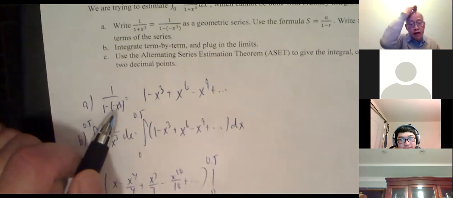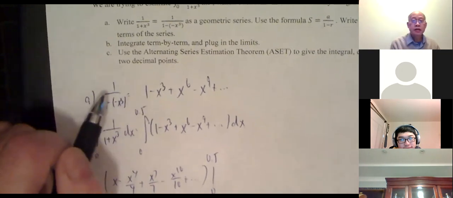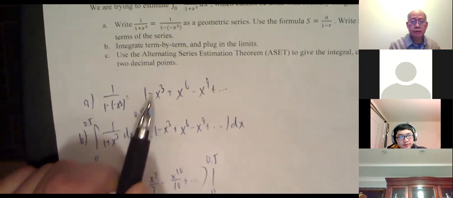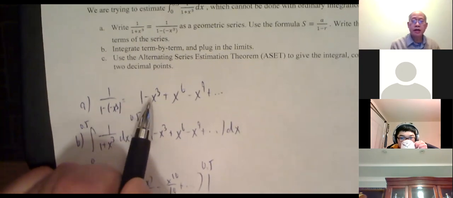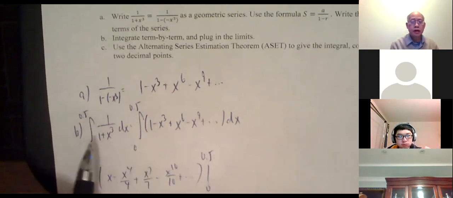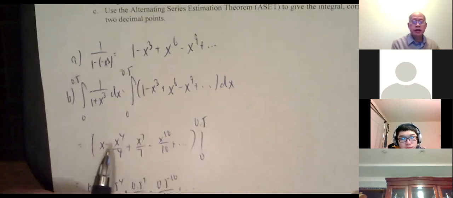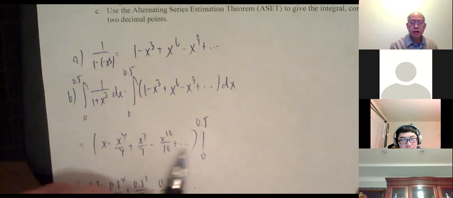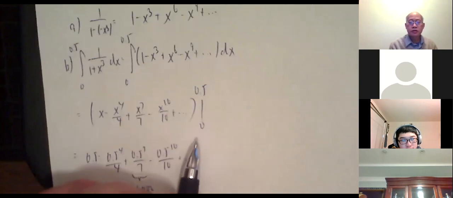So 1 over 1 minus a negative x cubed. This is a over 1 minus r. So the first term is 1. Then you keep multiplying by negative x cubed: 1 minus x cubed plus x to the 6th minus x to the 9th. Integrate: x minus x to the 4th over 4 plus x to the 7th over 7 minus x to the 10th over 10, from 0 to 0.5.